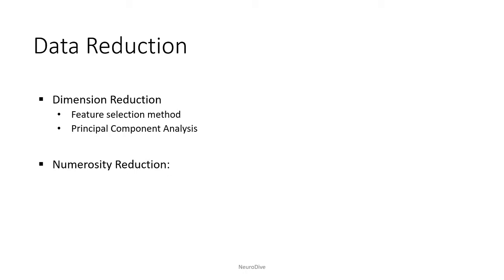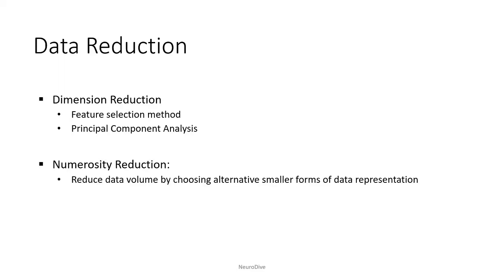Then comes numerosity reduction, where our data has a huge data volume. In order to reduce that data volume, we choose a subset or sample of our original data, and that subset should represent the original data. So these are the two ways that data reduction can happen.